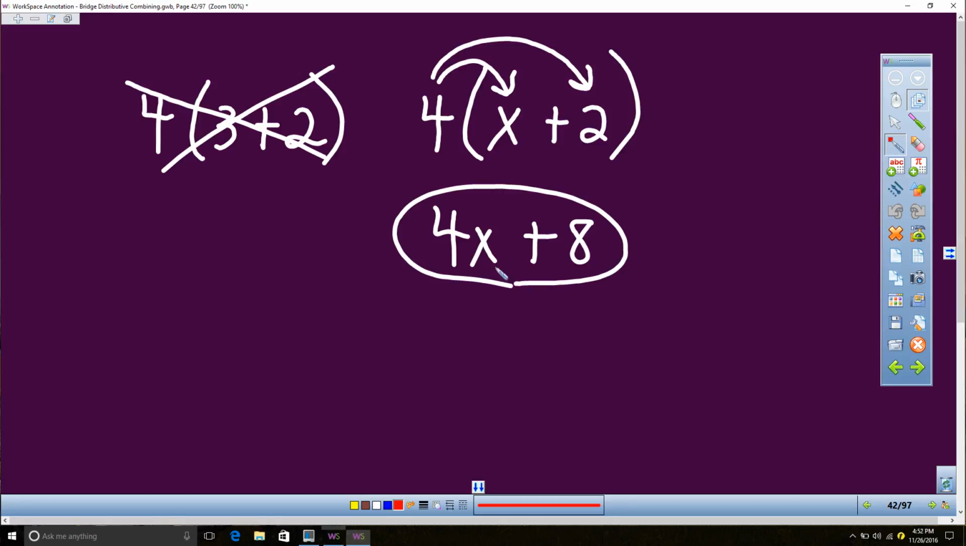Now I cannot go ahead and add the 4x to the 8 because they're not like terms. I can only add an x term to another x term.